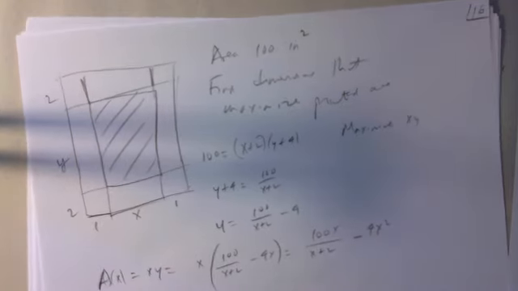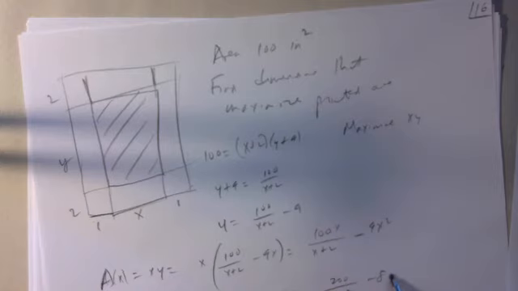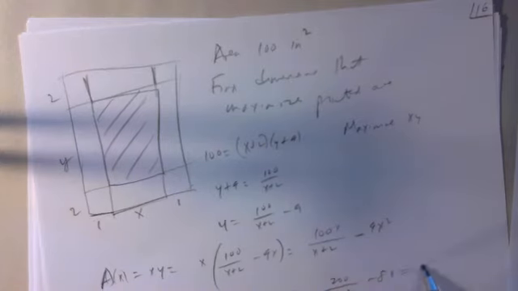So A prime of x, the derivative, is x plus 2 squared, derivative of the numerator, times the denominator, minus the numerator, times the derivative of the denominator, which is just 1, minus 8x. This is 100x minus 100x, so this is 200 over x plus 2 squared minus 8x. And we want that equal to 0.